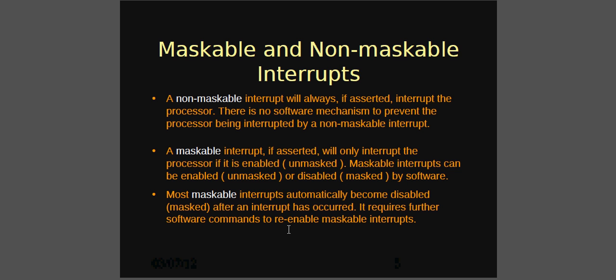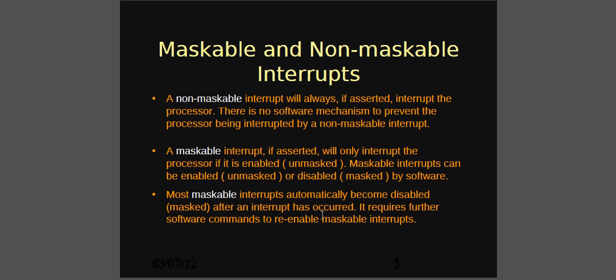But a maskable interrupt, if asserted, will only interrupt the processor if it is enabled. So you can enable it or you can disable it. If you enable it, we call it unmask. If you disable it, we call it mask, which is done by the software. We'll see in the example how we can set this mask or unmask on a maskable interrupt.